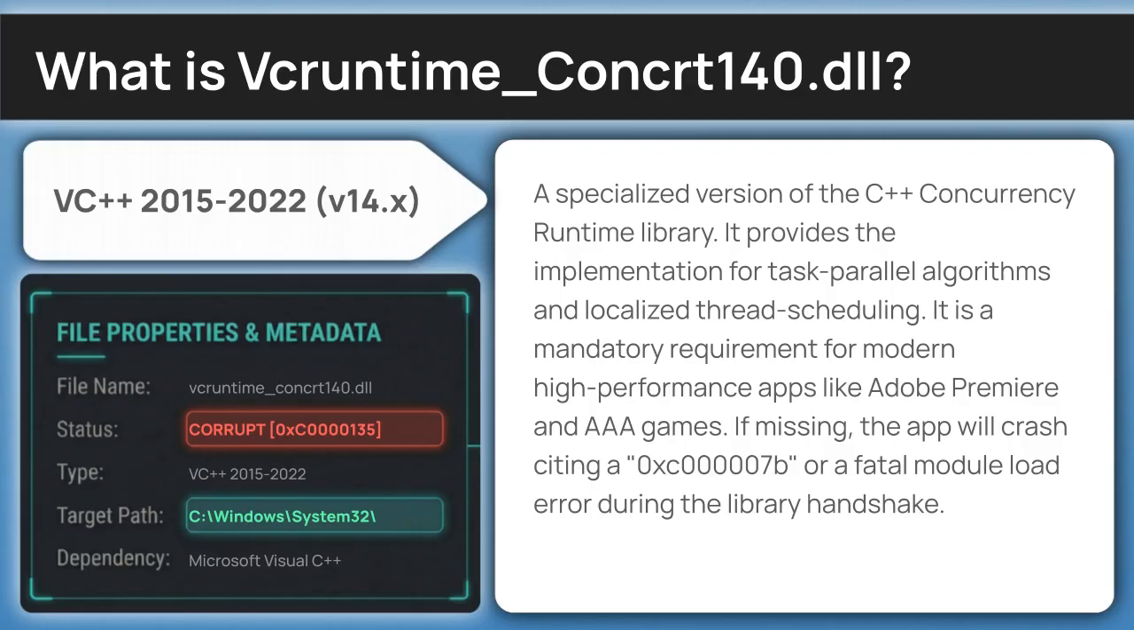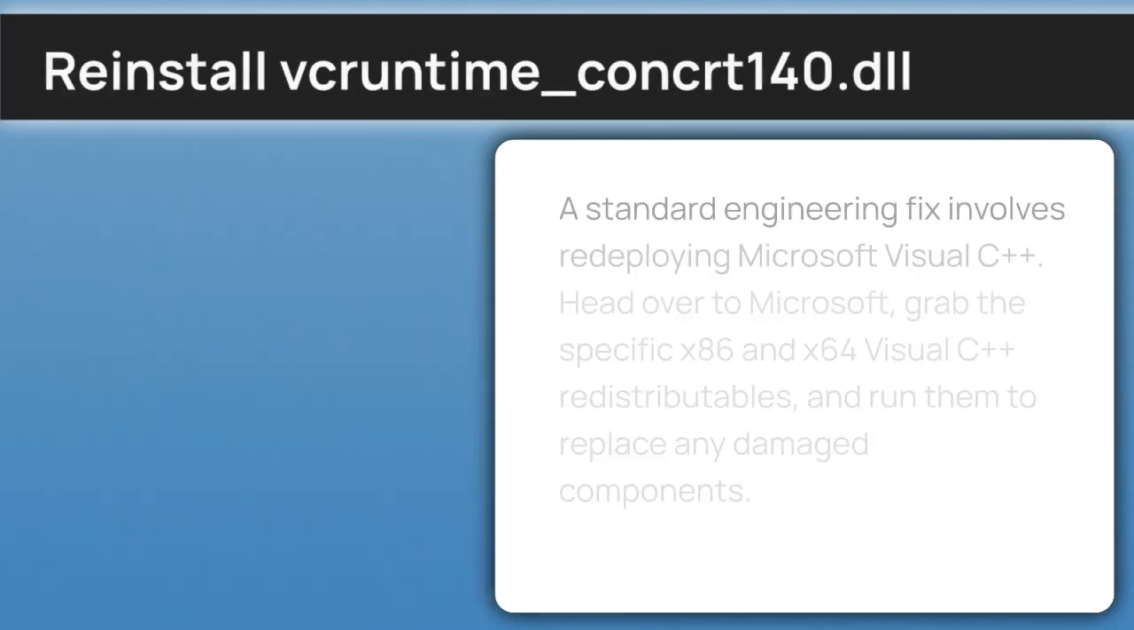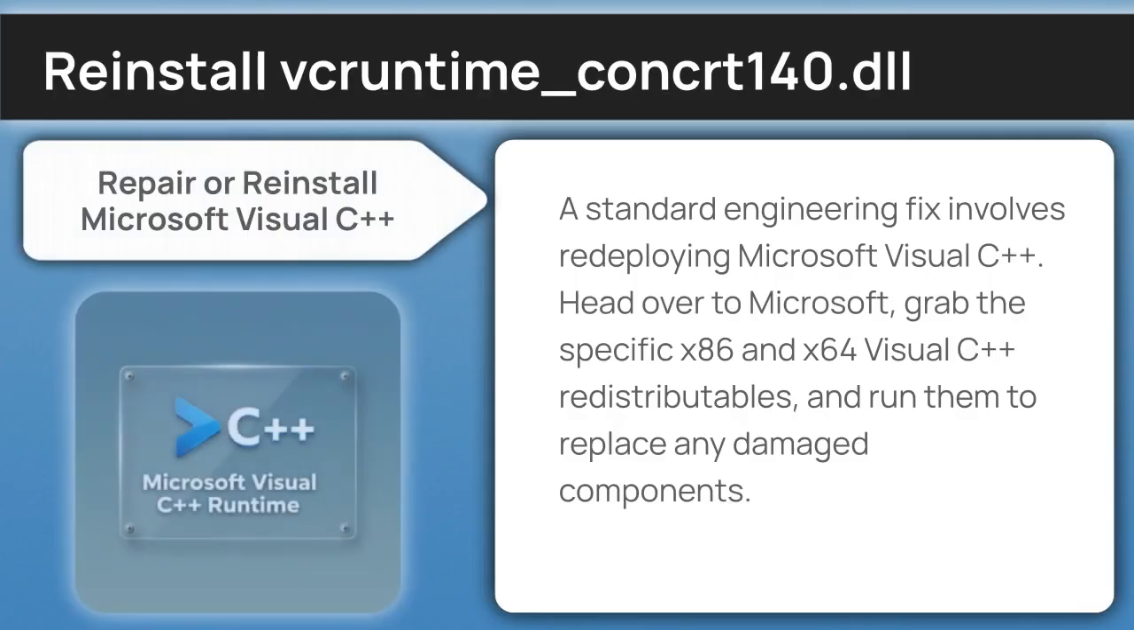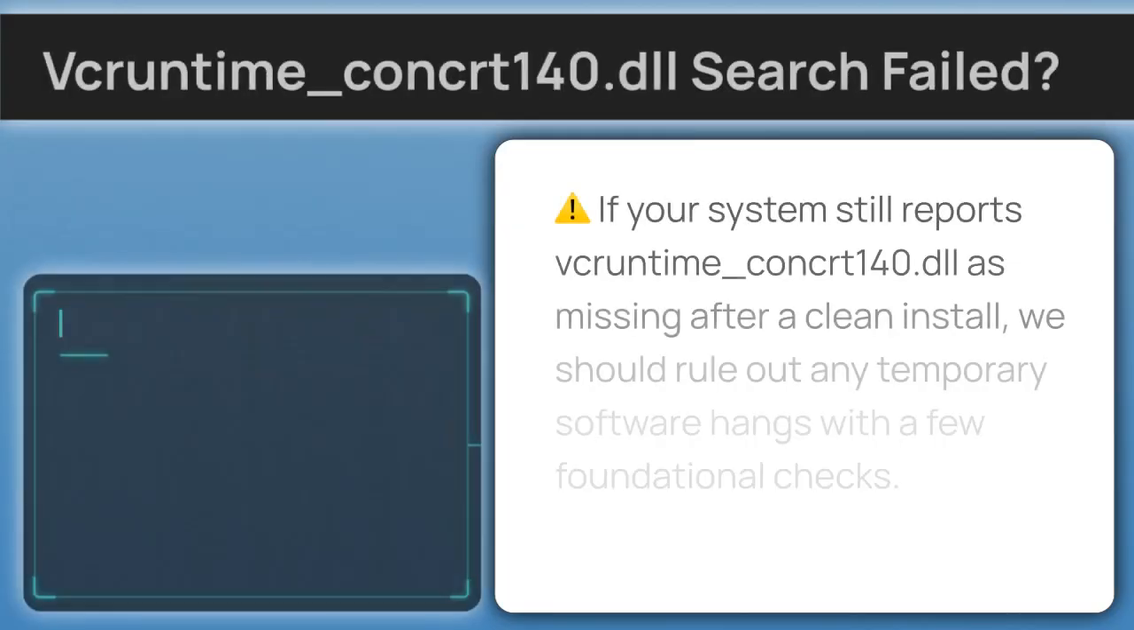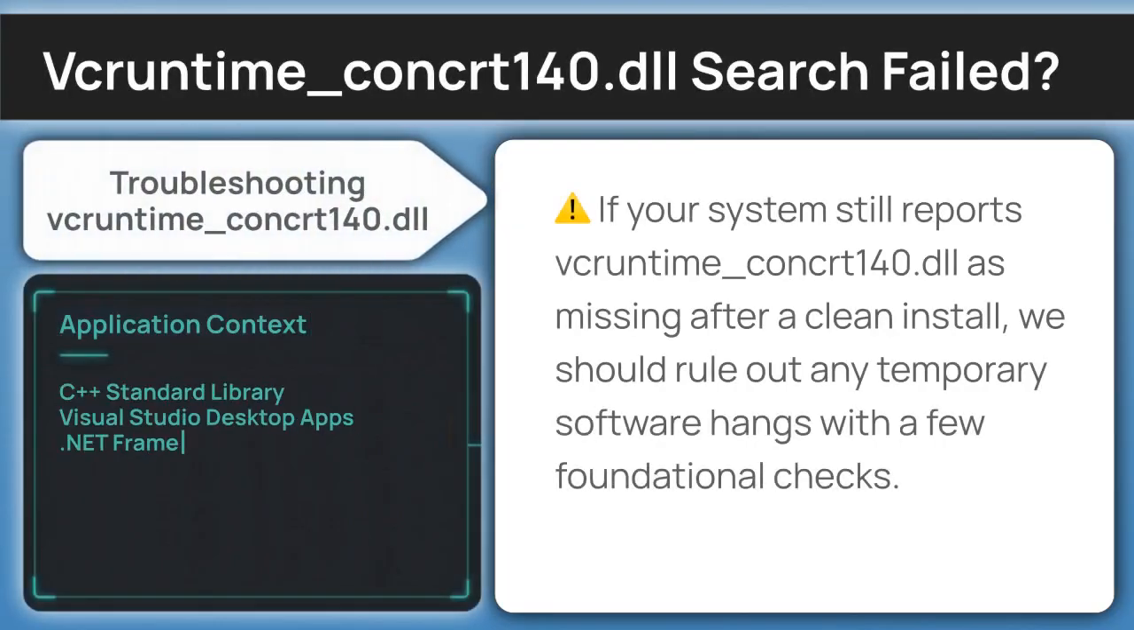Now let's dive into the solution, starting with a standard reinstallation. A standard engineering fix involves redeploying Microsoft Visual C++. Head over to Microsoft, grab the specific x86 and x64 Visual C++ redistributables, and run them to replace any damaged components. If that initial setup didn't clear the pop-up, let's examine the specific initialization sequence assigned to your application's directory.